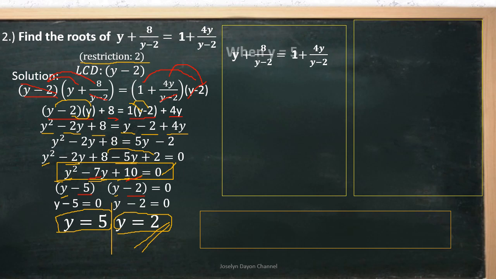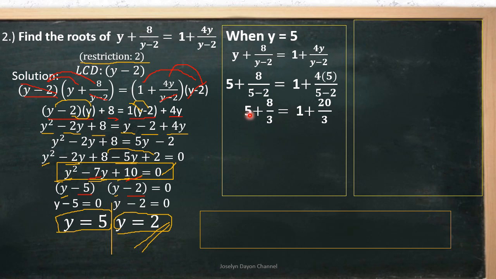Now let's check. First, when y is equal to 5, copy the original equation, then substitute y by 5. So we have 5 plus 8 over 5 minus 2 is equal to 1 plus 4 times 5 over 5 minus 2. 5, bring down, then 8, bring down. 5 minus 2 is 3, bring down 1. 4 times 5 is 20, and 5 minus 2 is 3.